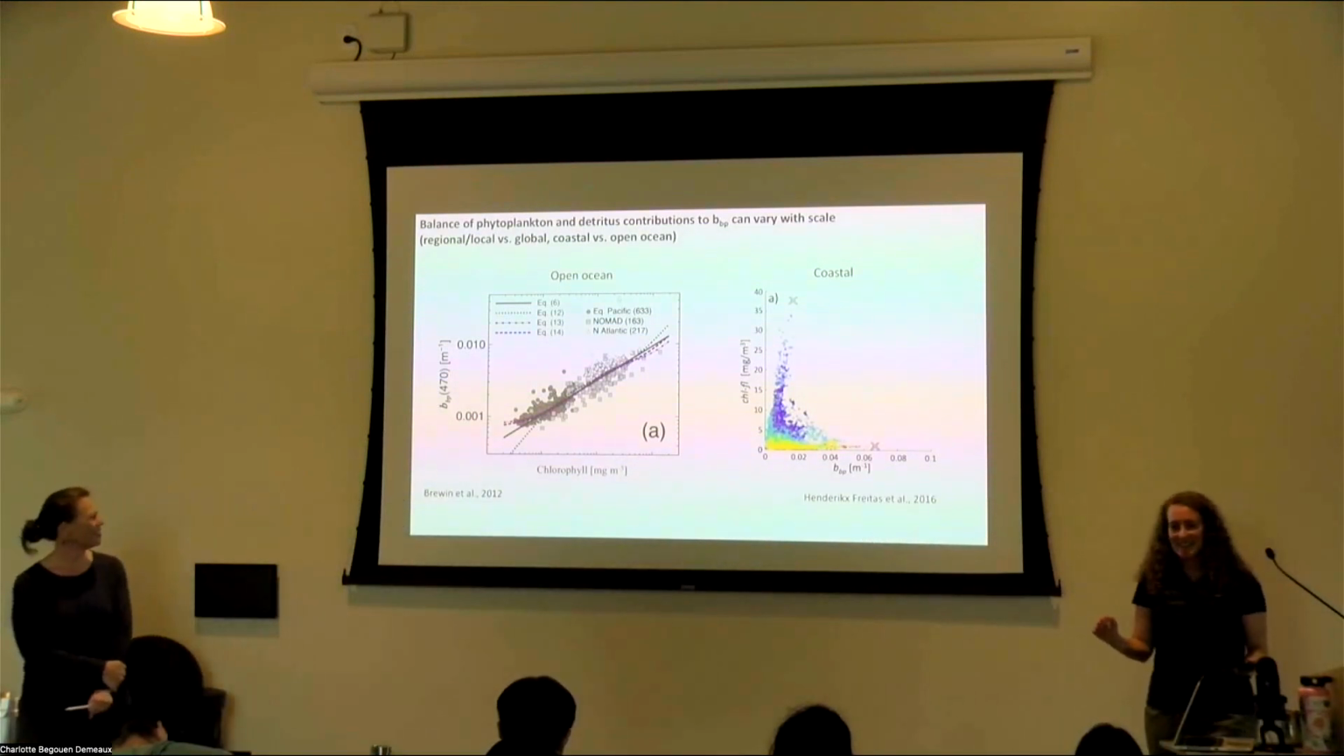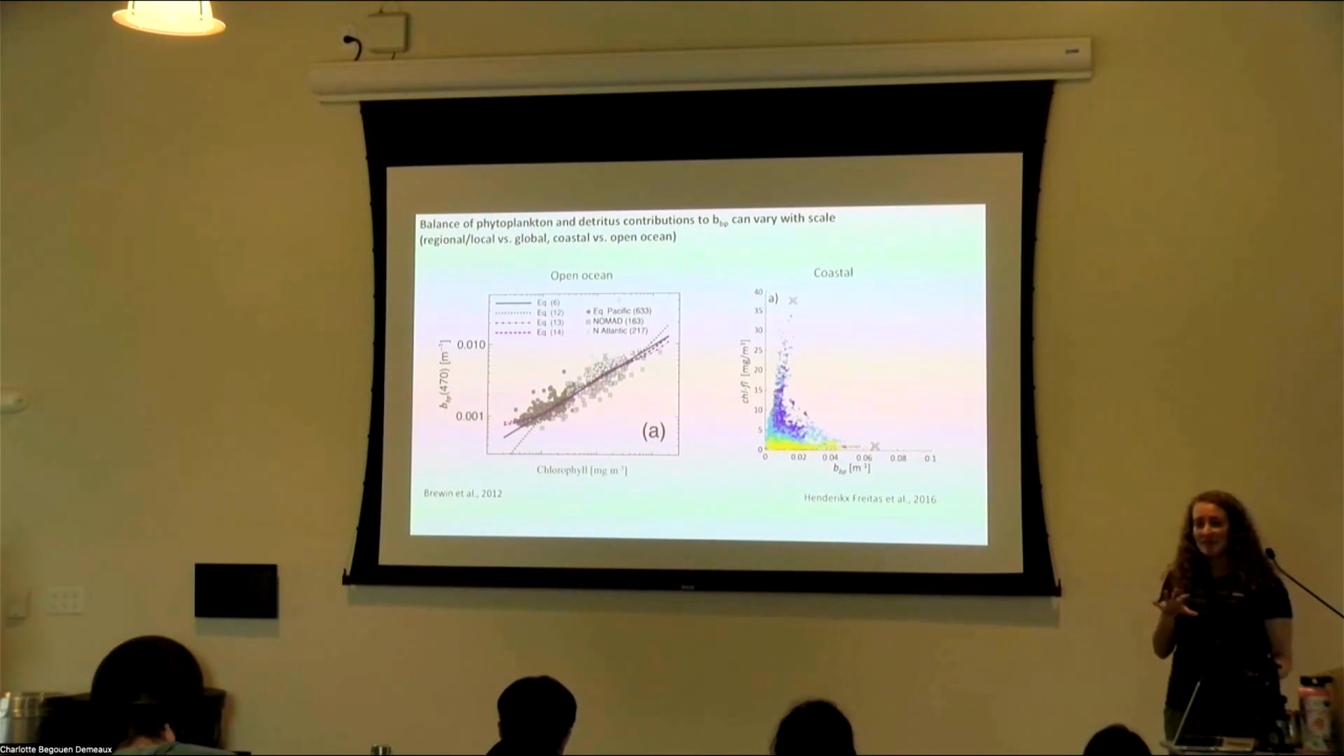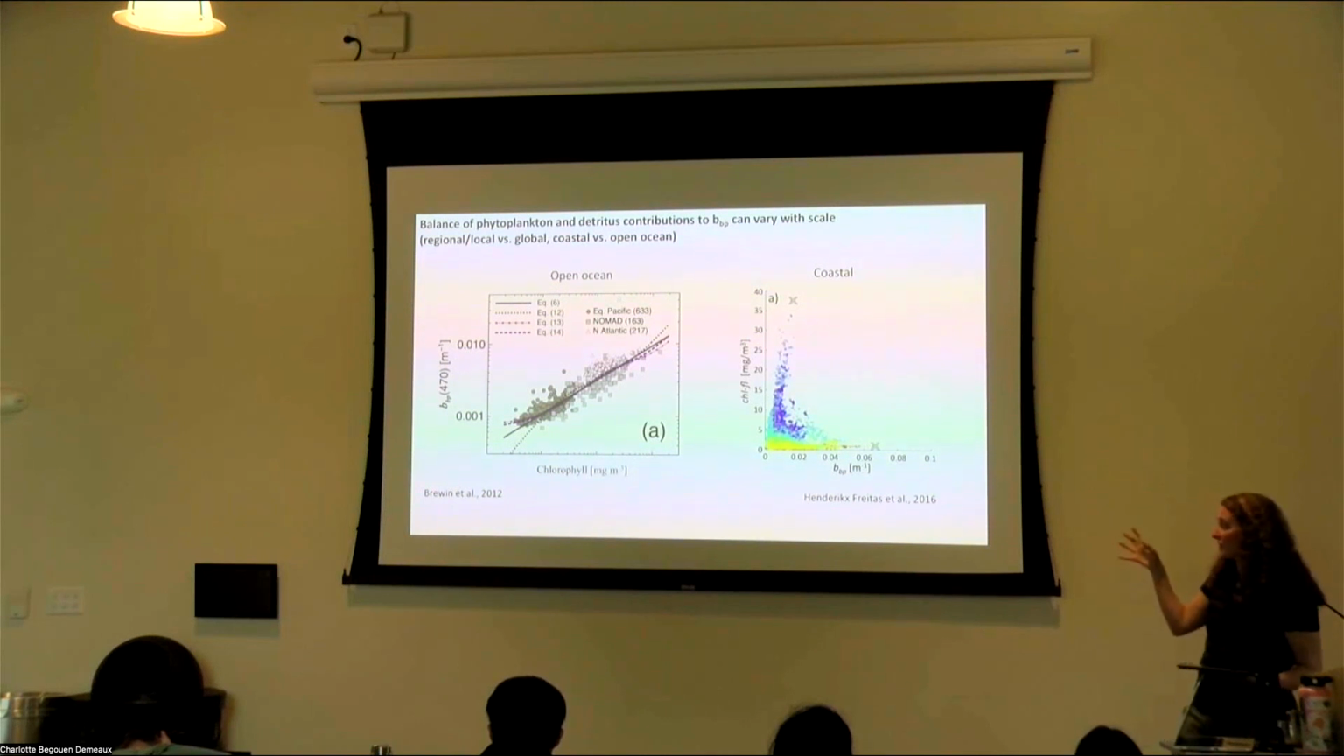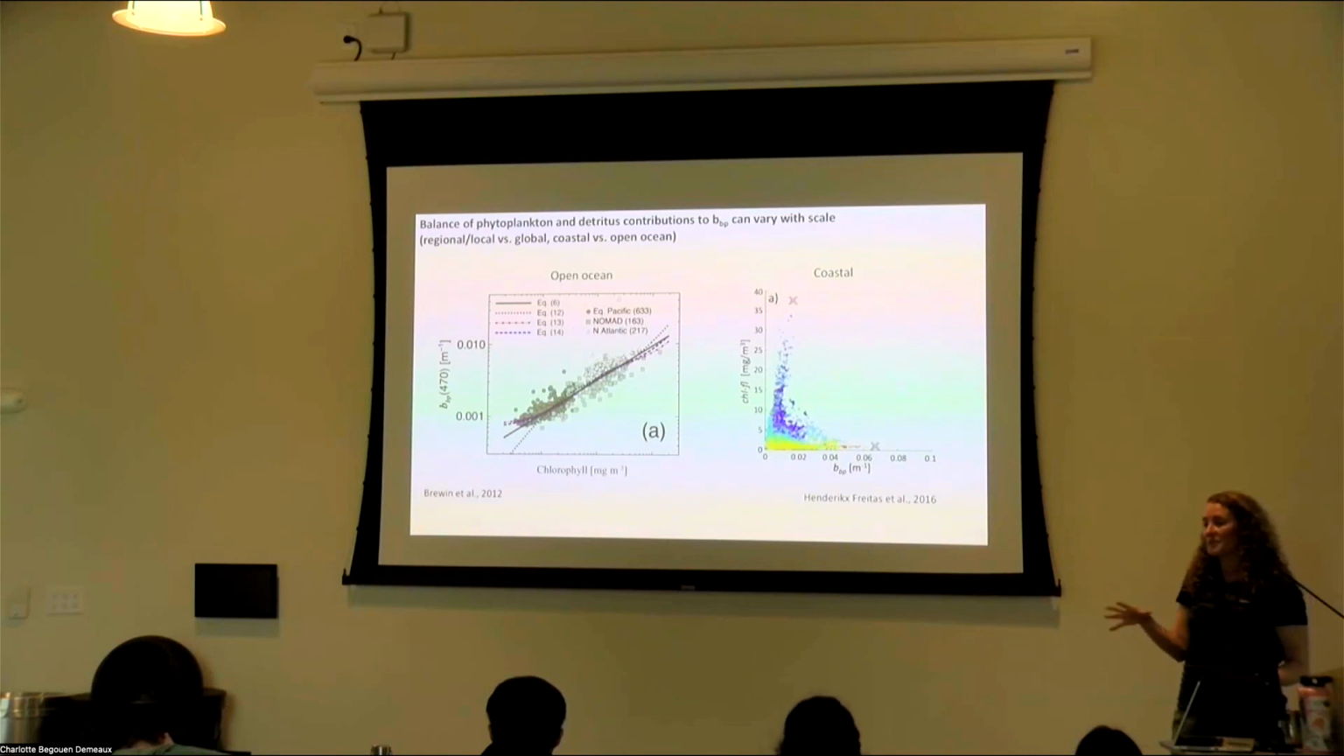So Meg just set this slide up really nicely by showing that map of some of these differences in the phytoplankton fraction of bbp. But I wanted to talk more specifically, if you're thinking about optical proxies, often you'll see this relationship between bbp and chlorophyll. And that can really vary on the scale of your observation and the dynamics of the region where you're making your observations. So on the left side, we're looking at an open ocean example from lots of different cruises in different open ocean environments.